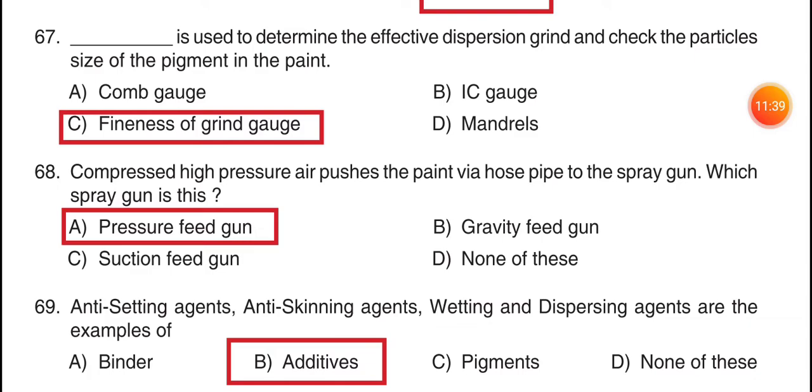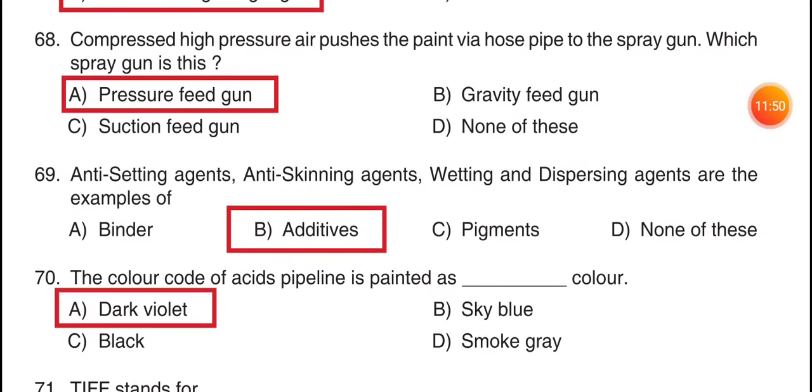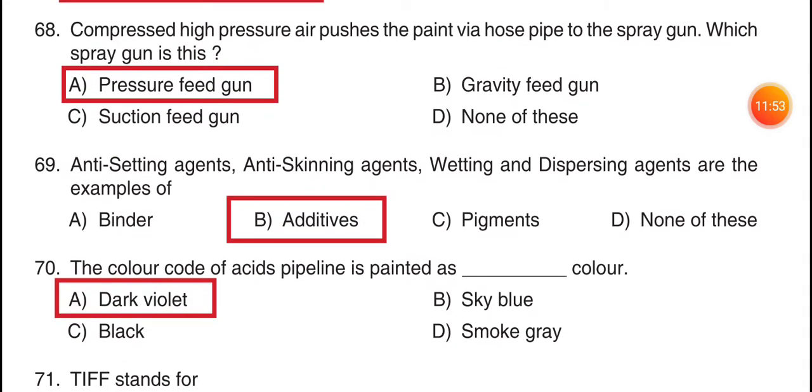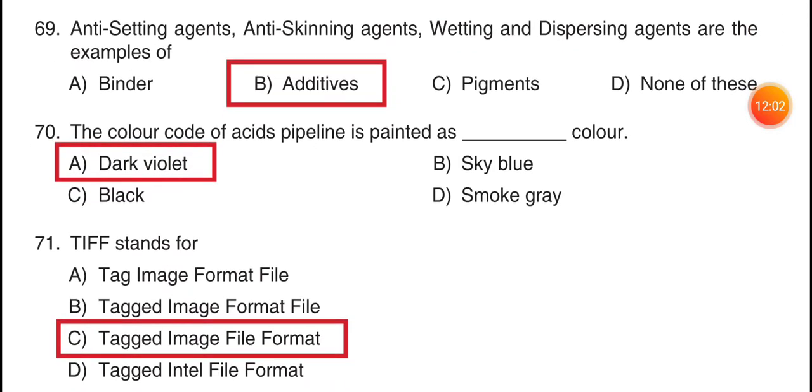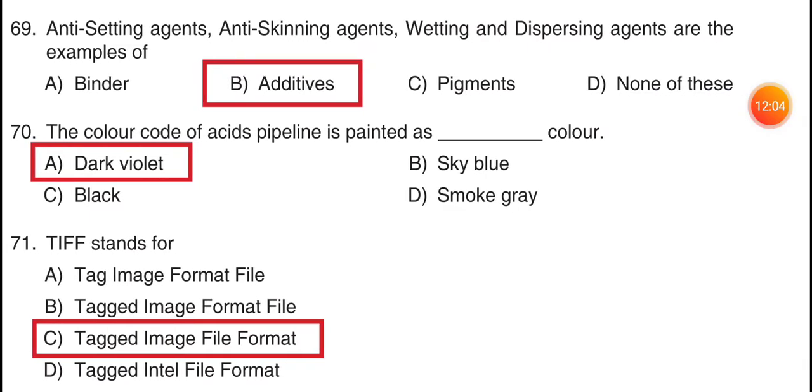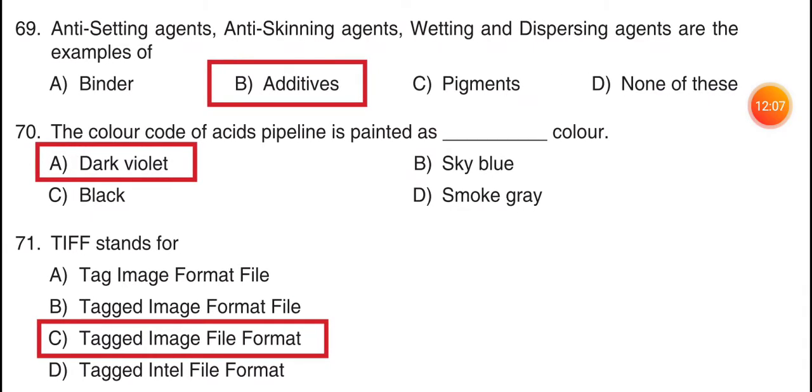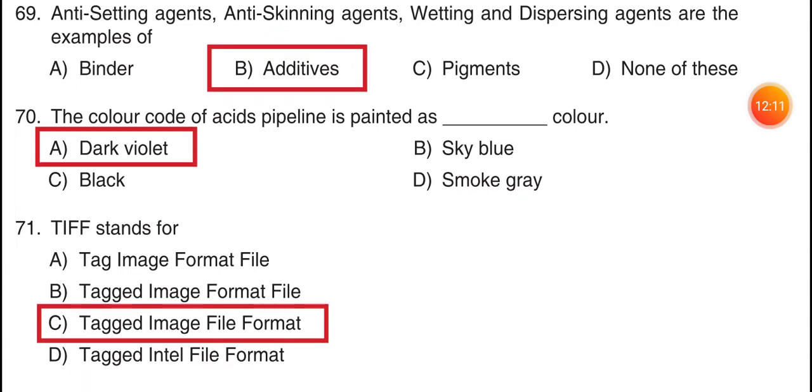67. Dash is used to determine the effective dispersion grind and check the particle size of the pigment in the paint. Option C, fineness of grain gauge. 68. Compressed high pressure air pushes the paint via hose pipe to the spray gun. Which spray gun is this? Option A, pressure feed gun. 69. Anti-setting agent, anti-skinning agent, wetting and displacing agent are the example of option B, additives.